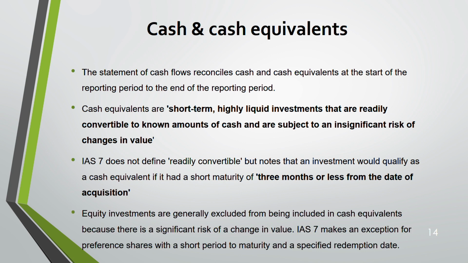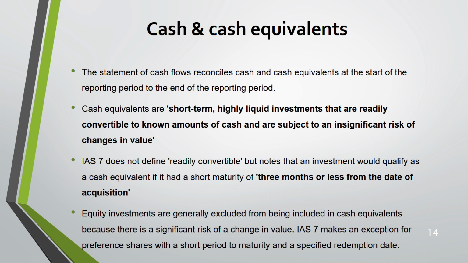Then what are the things excluded? Equity investments. If you're having equity investment, they're excluded. They cannot be part of cash equivalent. Why? Because with equity investment, there's a significant risk of changes in value. But when it comes to preference share, which has a short period to maturity and a specified redemption date, that this is the time it is going to be redeemed, then it can be taken as cash and cash equivalent according to IAS 7.